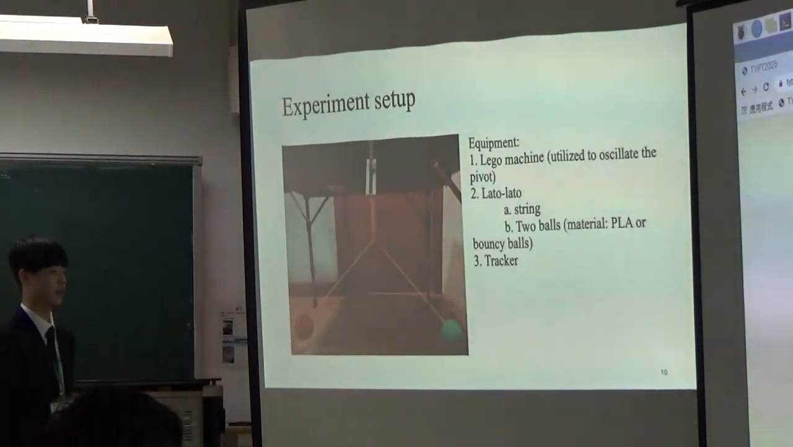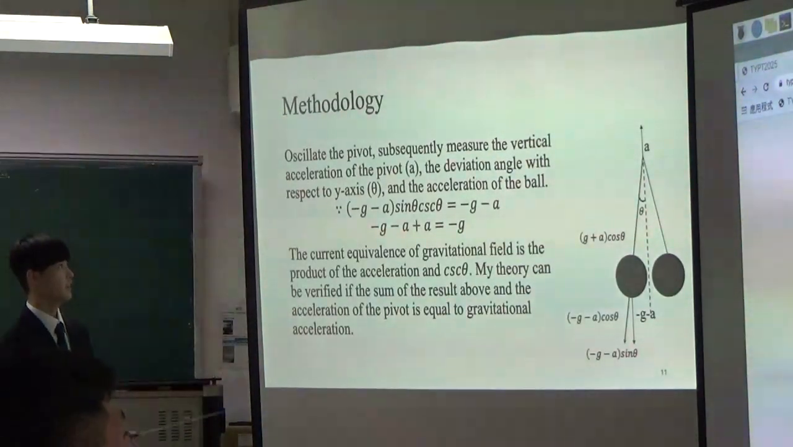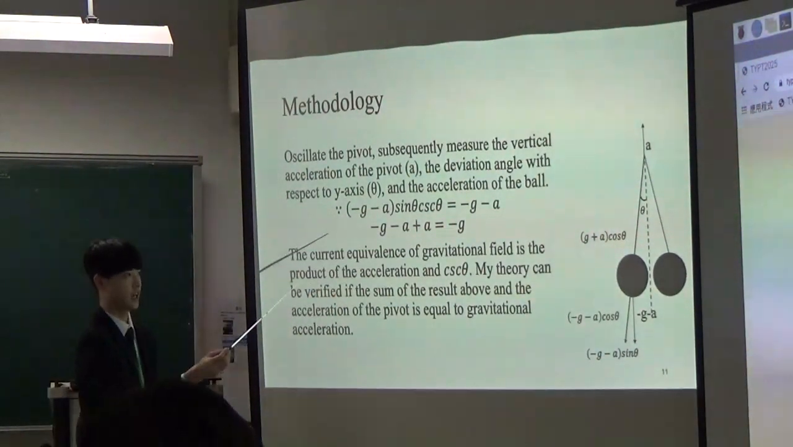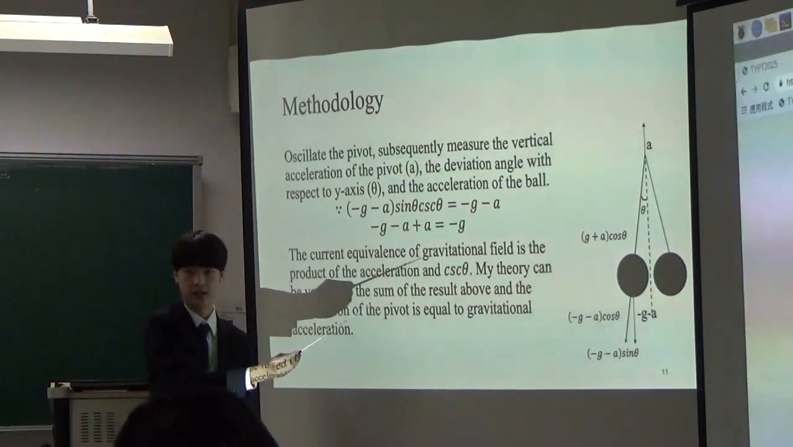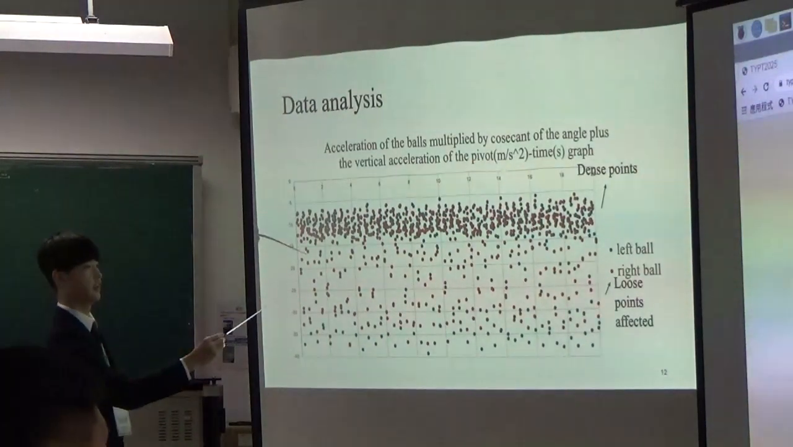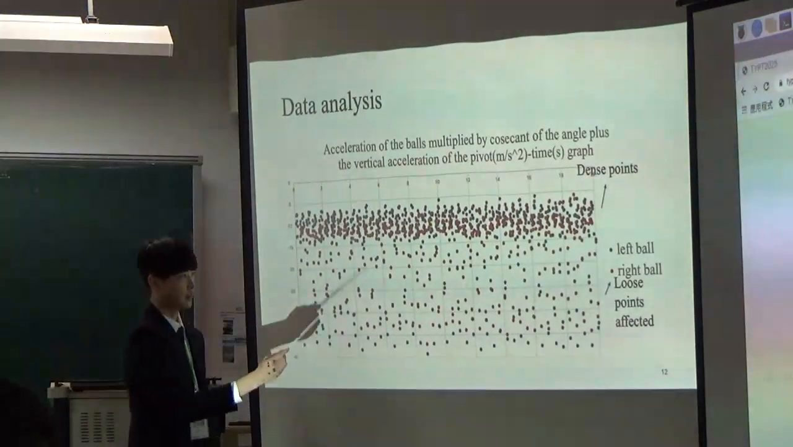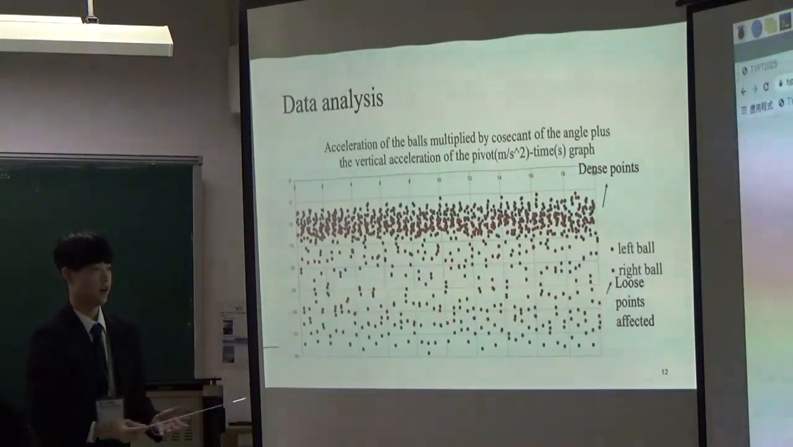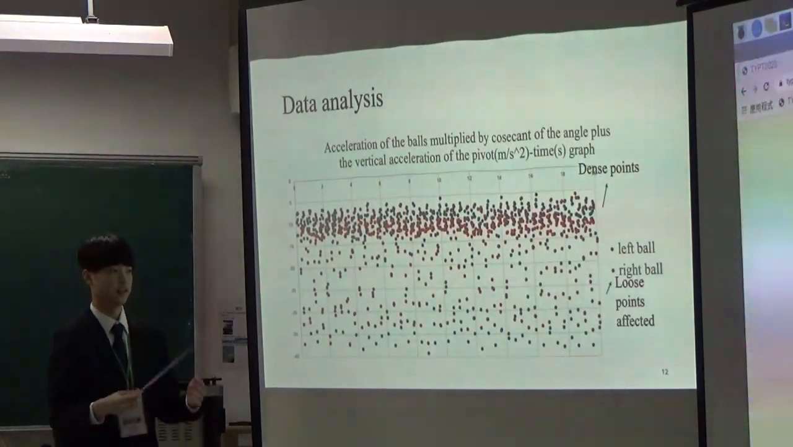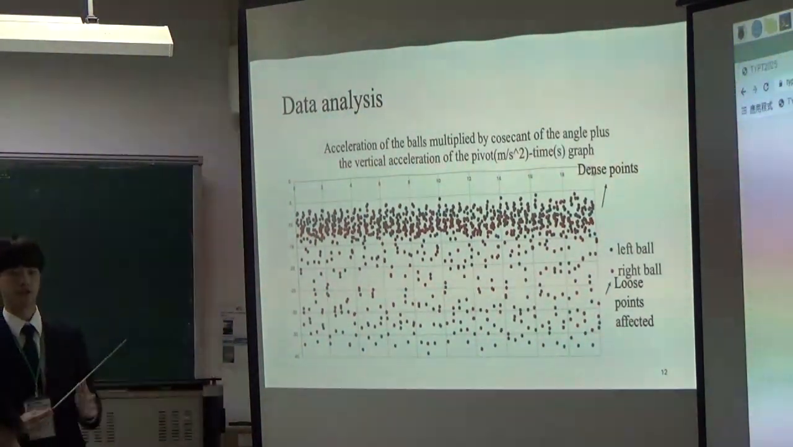Here is experiment 1. I would like to discuss the equivalence of gravitational field. These are the equivalents. Here, after a series of mathematical processes, I should have the magnitude of g if my theory is correct. Here is the result I acquired. Here we can see the dense points are very close to the magnitude of g. The loose points, however, are affected by the collision and damping, which I will discuss in the next experiment. So from this graph, we can get a conclusion that my theory is correct.